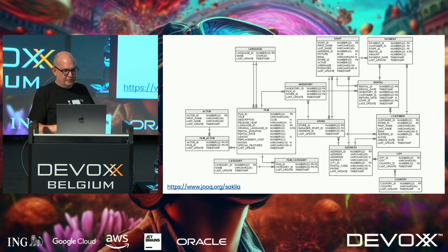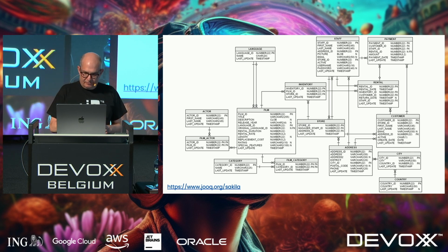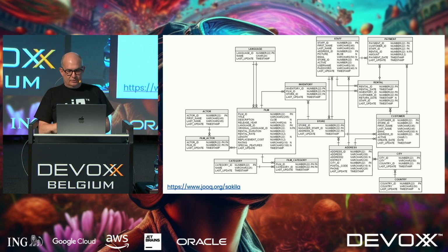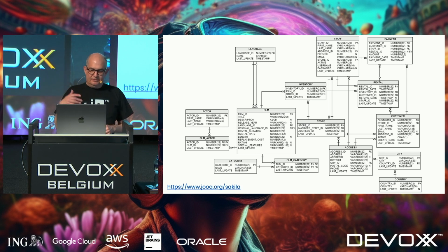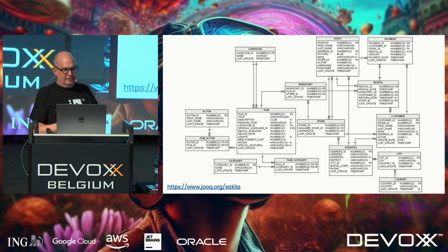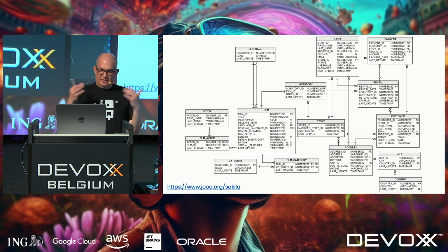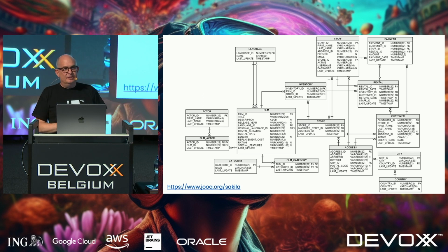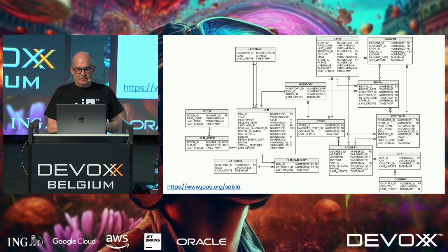Then on the lower side, on the right side, we have the customer. The customer has an address with the city and the country. The customer usually goes to a store and rents a film. That creates a rental and a payment, and there's usually staff involved that helps the customer to rent the movie. So that's the database schema that we are using. I think it's quite a good one.